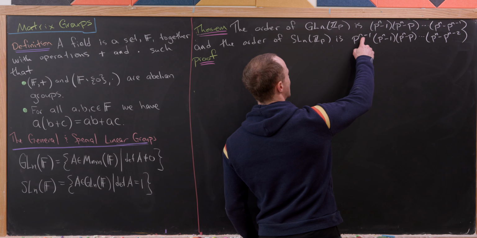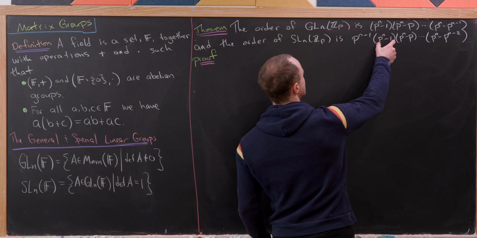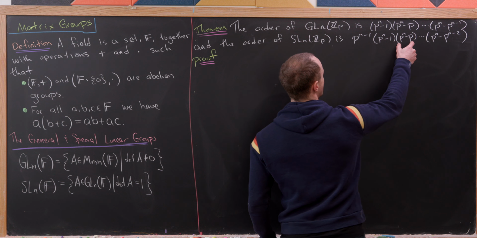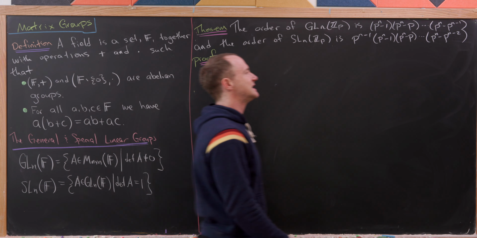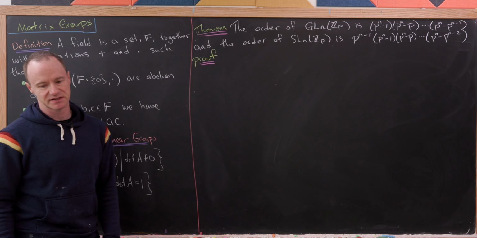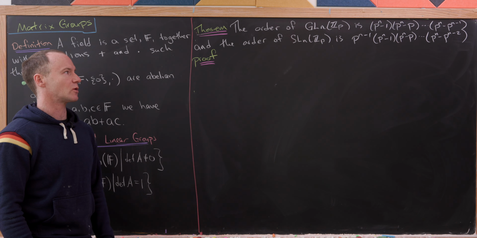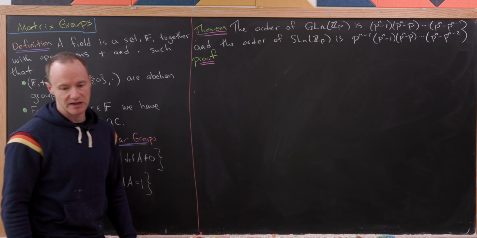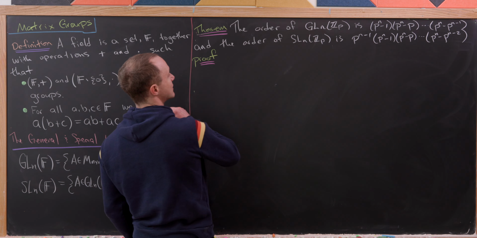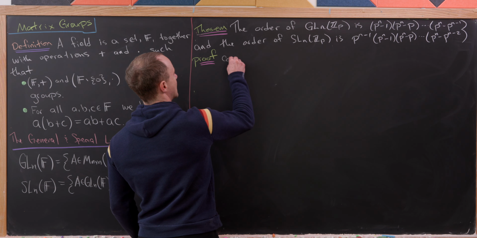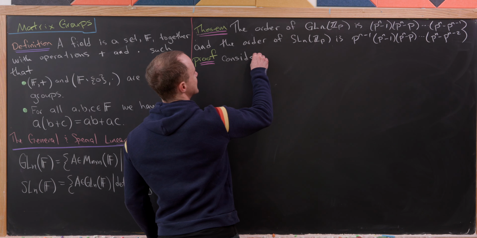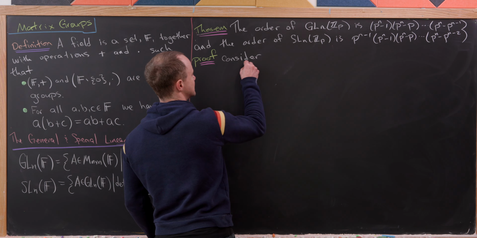But after doing some cancellation, you get the following product. So we've got (p^n - 1), and then (p^n - p), all the way down to (p^n - p^(n-2)). Okay, so let's prove the first result first, the order of GLNZP. And so let's consider a matrix. And well, of course, our matrix is going to be inside of GLNZP.